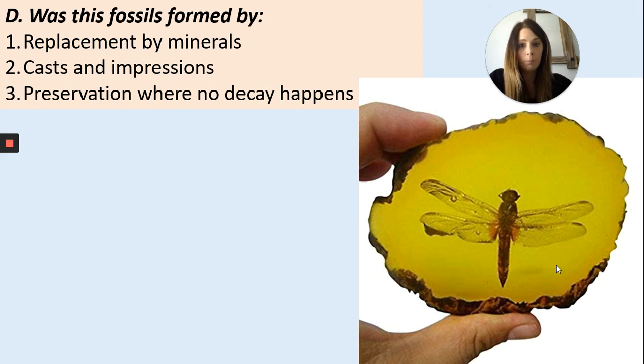D. This is another example of that tree amber. So we can see a little dragonfly type thing in the tree amber. Do you think that's occurred from replacement by minerals, a cast or an impression, or preservation where there's no decay happened to it whatsoever? If you put 3, you were spot on.